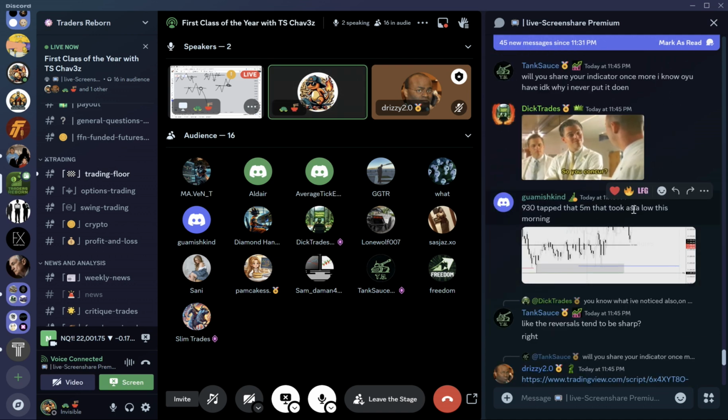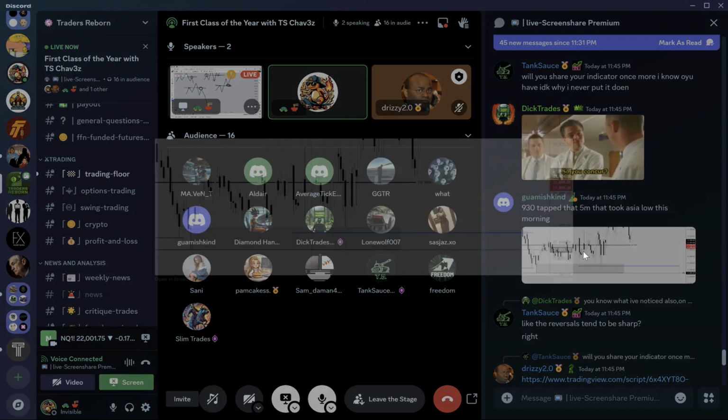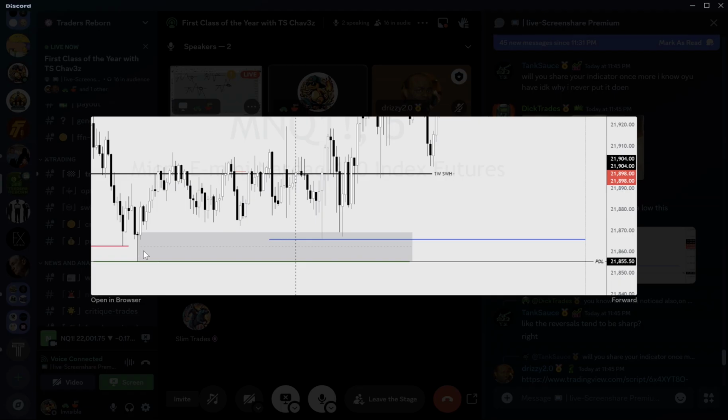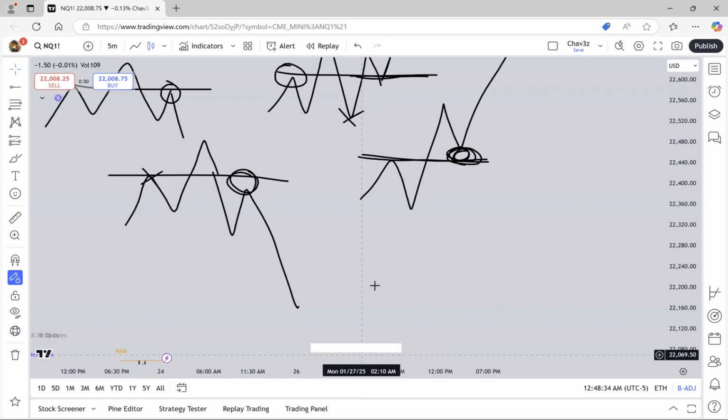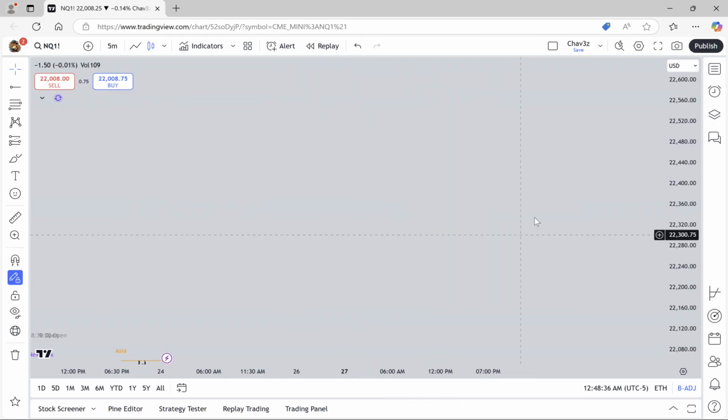9:30 tapped the 5 minute. Took Asia low this morning. Yeah, the block that we touched on today, I was looking at that, so I didn't take a trade off of it. I have it up if you guys watch the video. Actually, I'll just go to the chart. So if we go to the chart, this is what Guam's talking about.